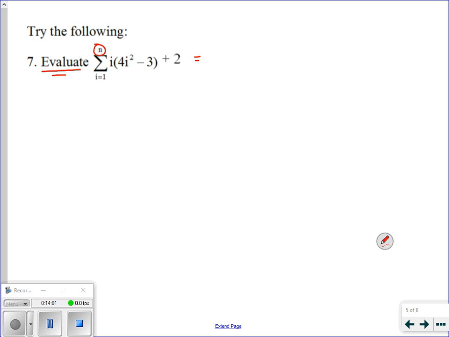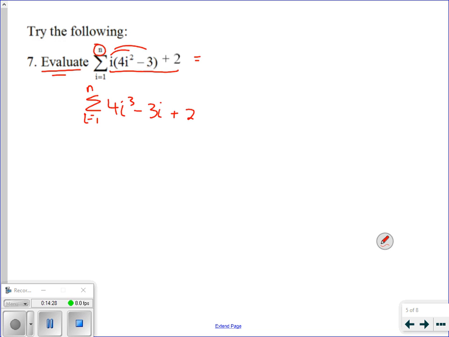Okay. We're going to be using the properties that we've learned in the previous slide. In order to do that, first of all, though, we need to simplify down the expression. So we need to distribute and simplify the expression. So what we got is summation i equals 1 to n of 4i cubed minus 3i plus 2. And remember, i is my index here. It's my variable. We treat it just like we would x.